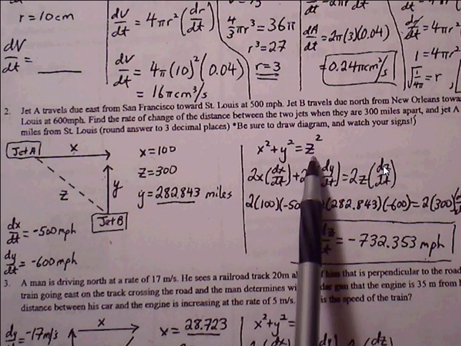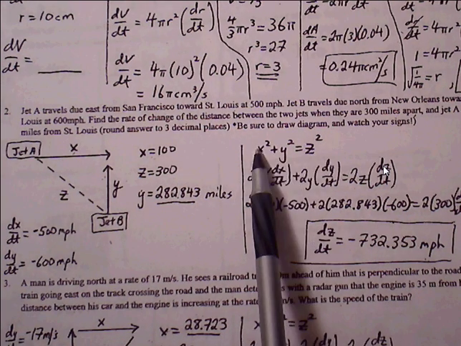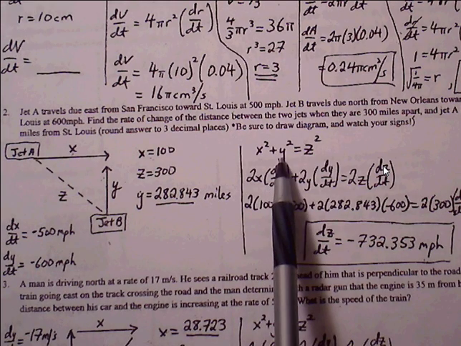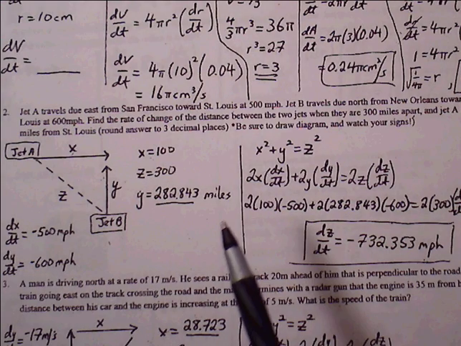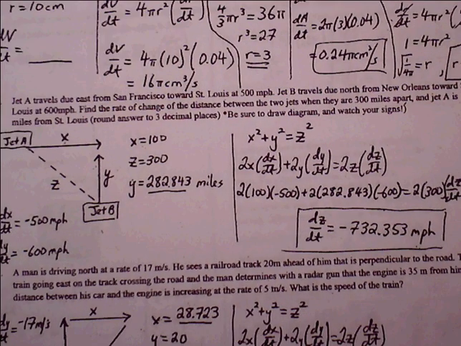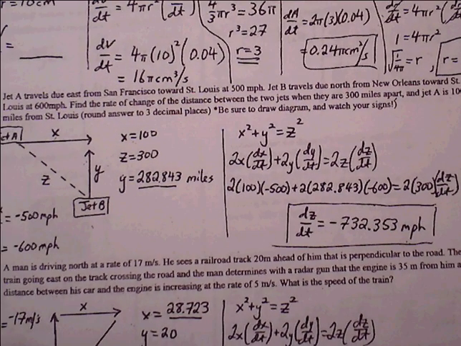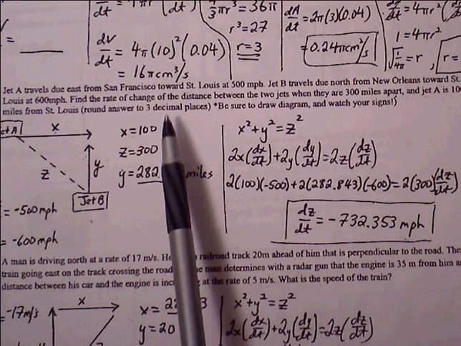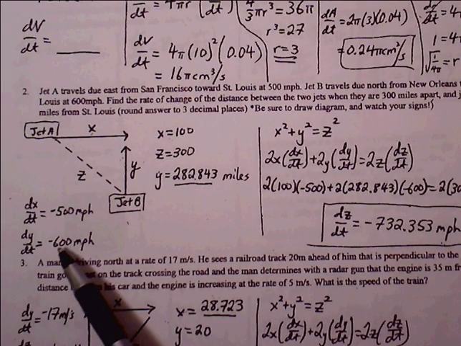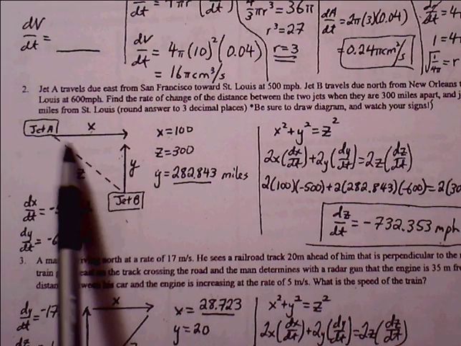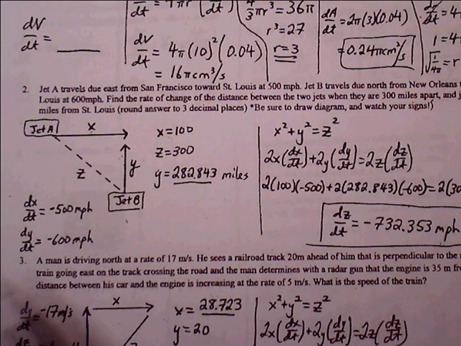So let's find the derivative for each. x squared becomes 2x dx/dt, y squared becomes 2y dy/dt, and z squared becomes 2z dz/dt. Okay, so now it's just a matter of plugging everything in. We have values for x, y, and z. We have values for dx/dt and dy/dt. The only variable that's missing is dz/dt, and that's what we're looking for.